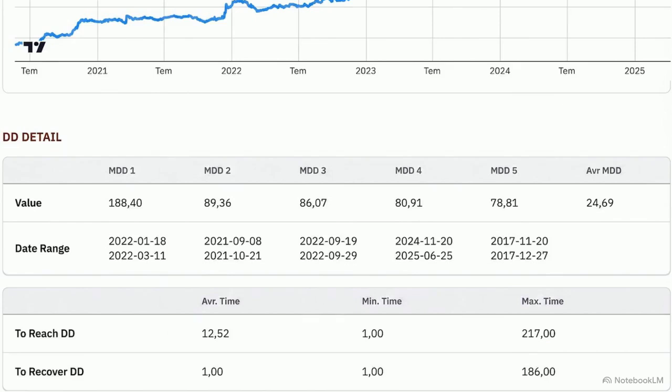Look at the DD detail table. Pay attention to these maximum drawdown values. Your algorithm might finish up 100%, but could suffer a terrifying 80% capital loss. Pan down to the recovery rows. Spending hundreds of days recovering isn't an edge, it's gambling.